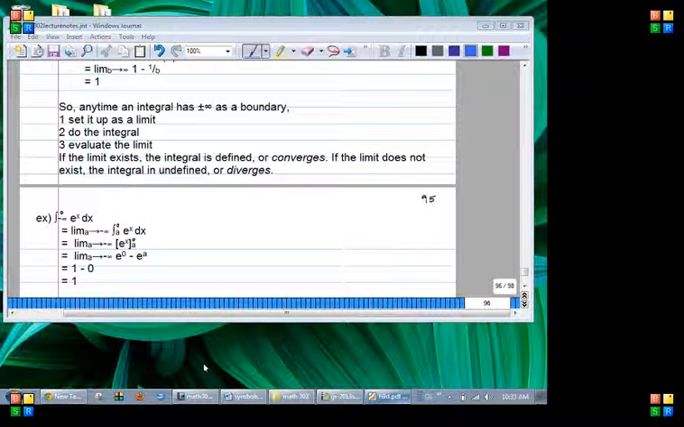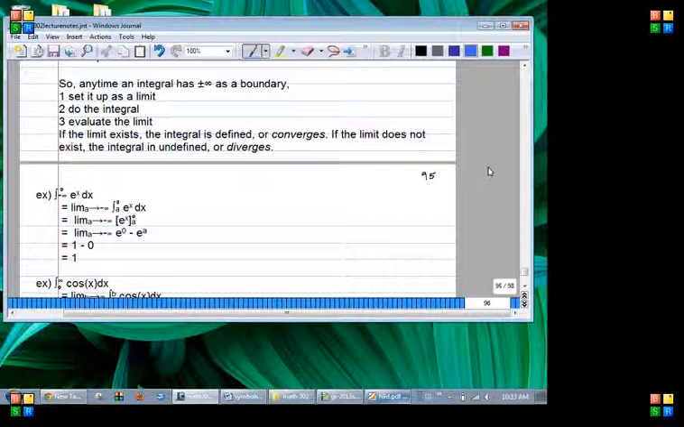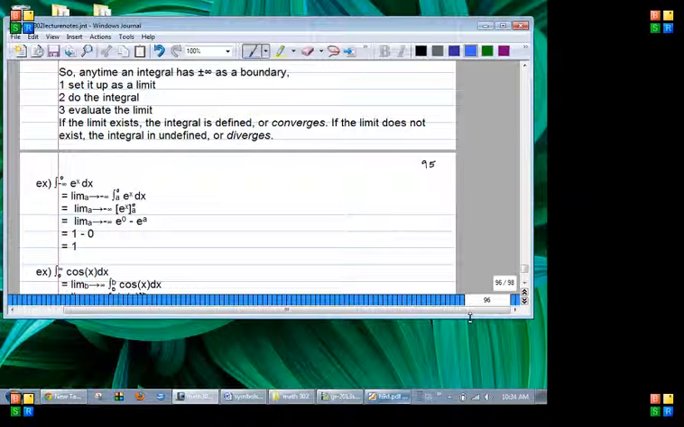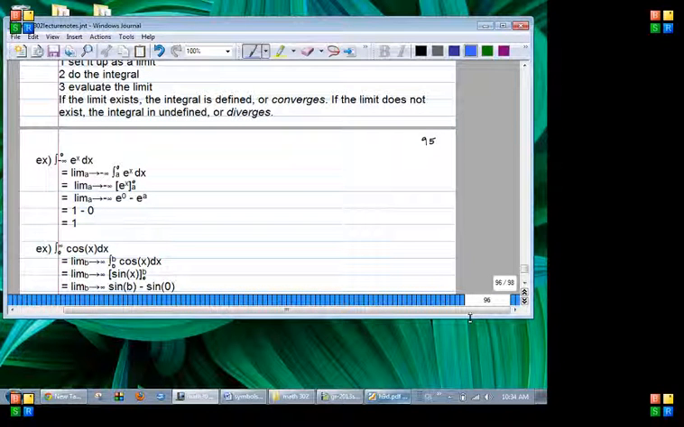Right. So let's take a look at this next one, for example. The integral from 0 to infinity of cos x dx. What's the first thing you have to do? You have to set this up as a limit. As b goes to infinity, the integral from 0 to b of cos x dx. The integral of cosine x is sine x, going from 0 to b. So we've got the limit as b goes to infinity of sine b minus sine 0.